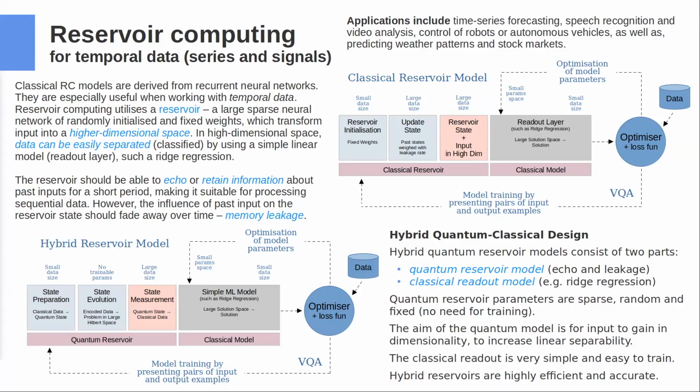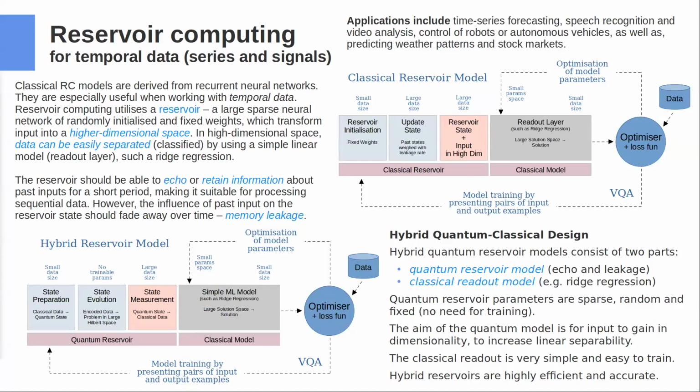Okay. So what happens after the input gets transformed into high dimensional space? Then we can apply a very simple linear model. It's called the readout layer. It's like ridge regression. Ridge regression does not need a lot of training. It will instantly separate the data. So that's the principle of the workings.